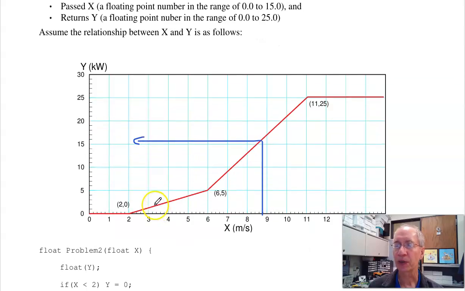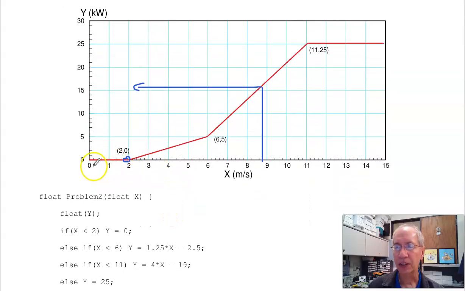One way to do that are 3 piecewise linear functions. If X is less than 2, I return 0. Otherwise, if X is not less than 2, but is less than 6, I'm this part of the curve. If you do a linear curve fit, this is Y equals 1.25 times X, there's the slope, minus 2.5. I can get that. The slope is change in Y over change in X. 5 over 4 is 1.25. If I plug in 2, I should get 0. That's this line of code.